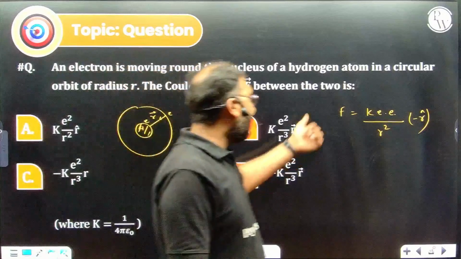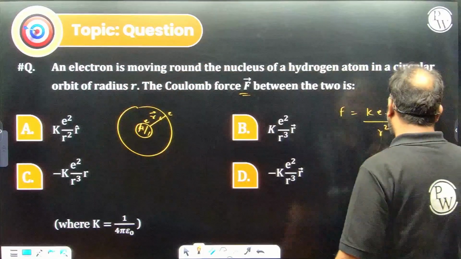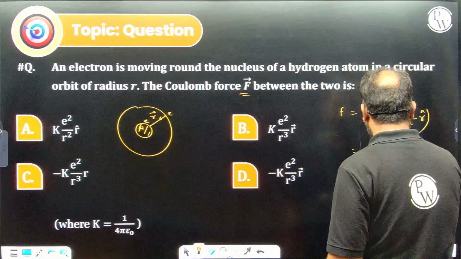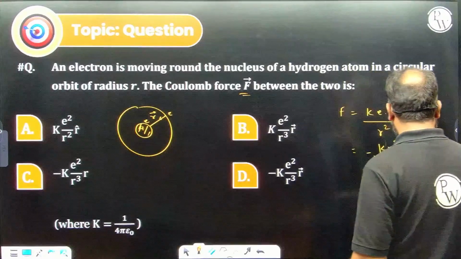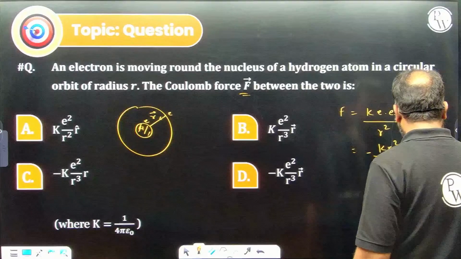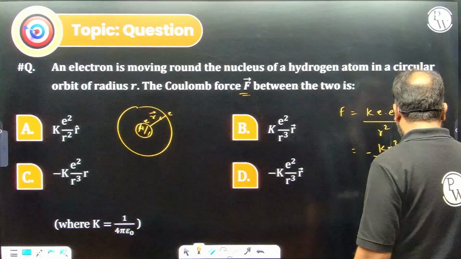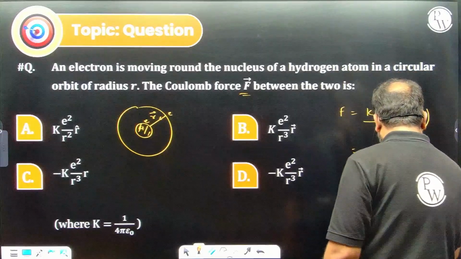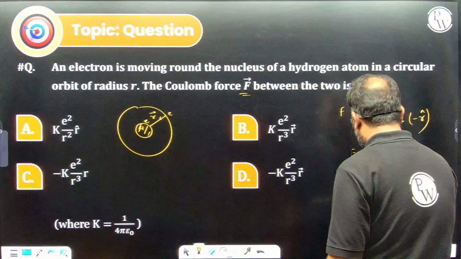So the force which is acting on that electron is K e square upon r square into minus r cap. And r cap can be written as r vector divided by mod of r. So this is minus K e square by r cube into r vector. Okay, so this is F vector.